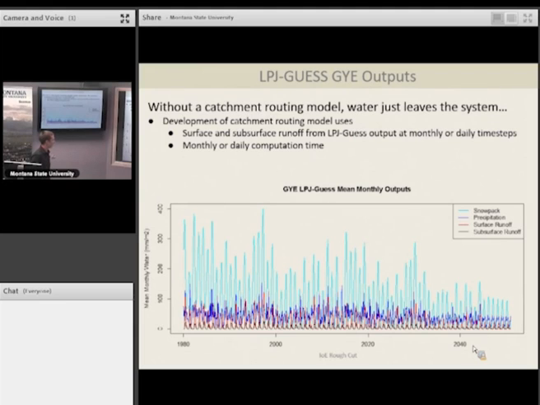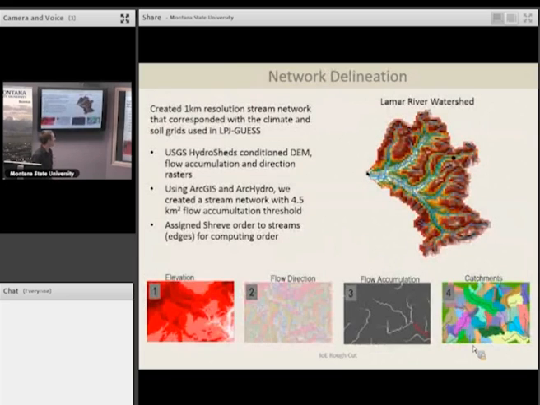The first thing we did was develop a stream network. We used a 1 kilometer digital elevation model, and flow accumulation and direction rasters from USGS HydroSHEDS. And then we used RCPS and the ArcHydro tool to delineate the catchments and stream network using a 4.5 kilometer flow accumulation threshold, which seems standard among USGS. And then we used Shreve order for computation order.